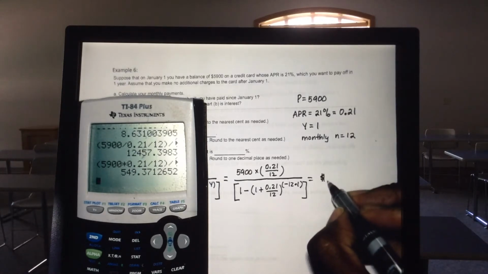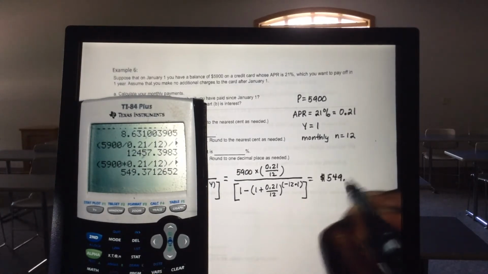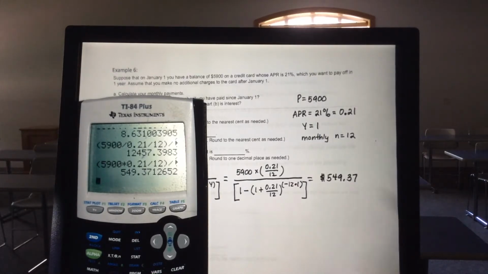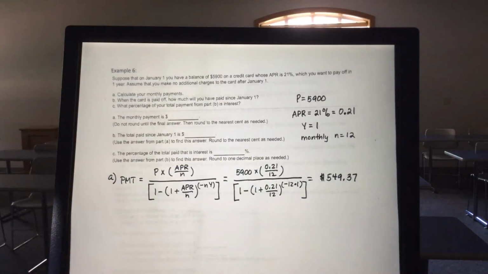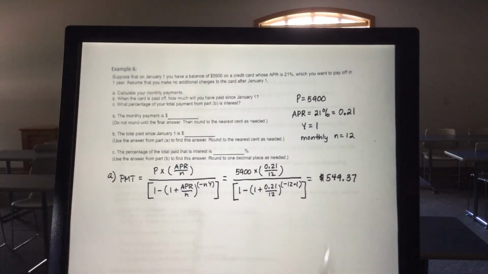Sometimes you have to check what you put in to see if you put in the right thing, because that can make a big difference in getting the correct answer and getting the wrong answer. In this case, it's $549.37. So if you want to pay the card off in 1 year with a $5,900 credit card balance, you must pay $549.37 per month. So that's part A.